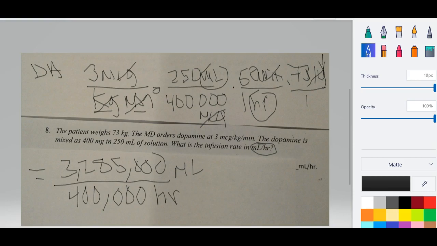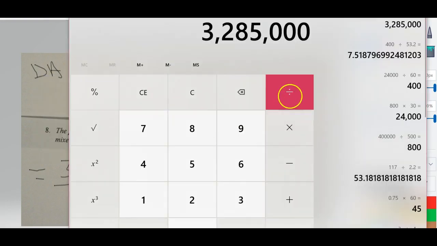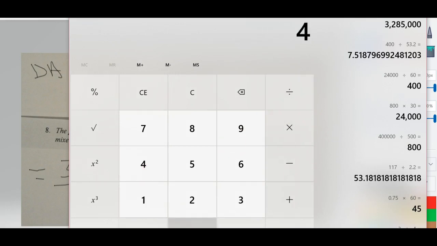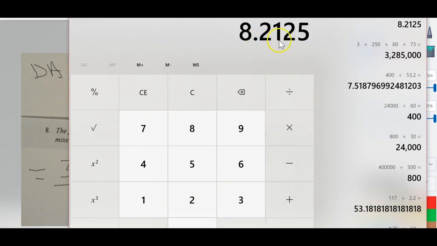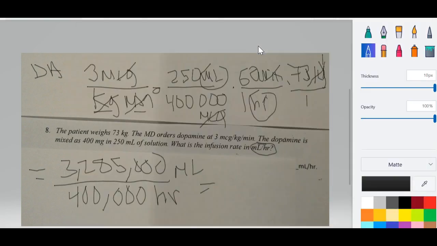So let's go ahead and crunch that to see what we get. 3,285,000 divided by 400,000 equals 8.2125, and we'll go to the tenths, and it's a 1 in the hundreds column, so it's going to stay at 8.2 mLs per hour. Sound good?